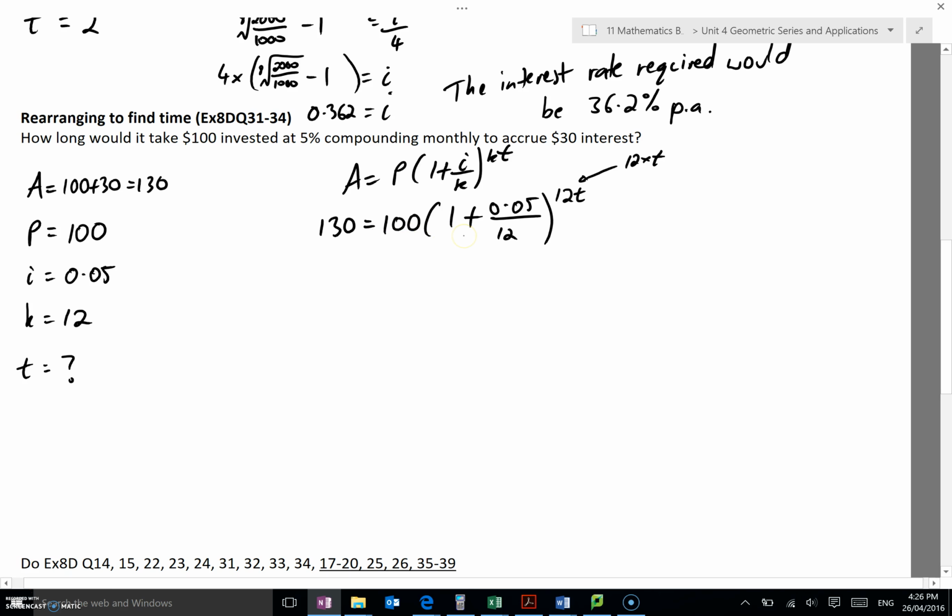Okay, unknown power, instantly you should be thinking use logs. Did anyone say use logs? Hopefully you did. But before I can use logs, I've got this 100 that doesn't have the power, so I'm going to need to bring it to the other side. So get rid of that 100, and then I'm left with essentially an index statement. From here I can convert to a log statement.